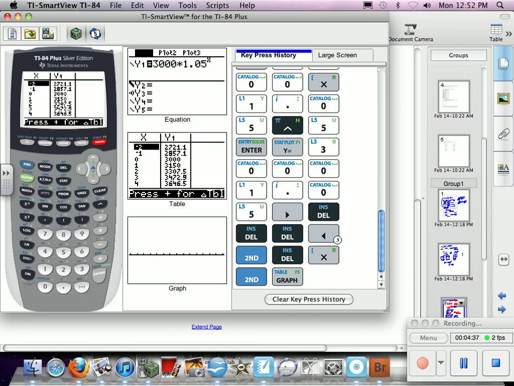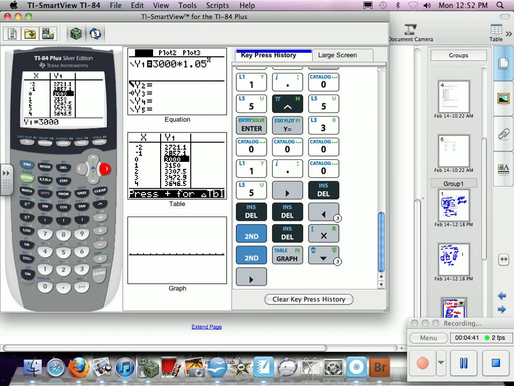So here we go, 3,000. And I'm trying to find out when my money's going to double. So I'm going to just scroll down here. Oh, starting to get up there. 5,100, 5,300, 5,000. There we go. So in between 14 and 15 years, right? Pretty close to 14. We're going to have doubled our money in 14 years.